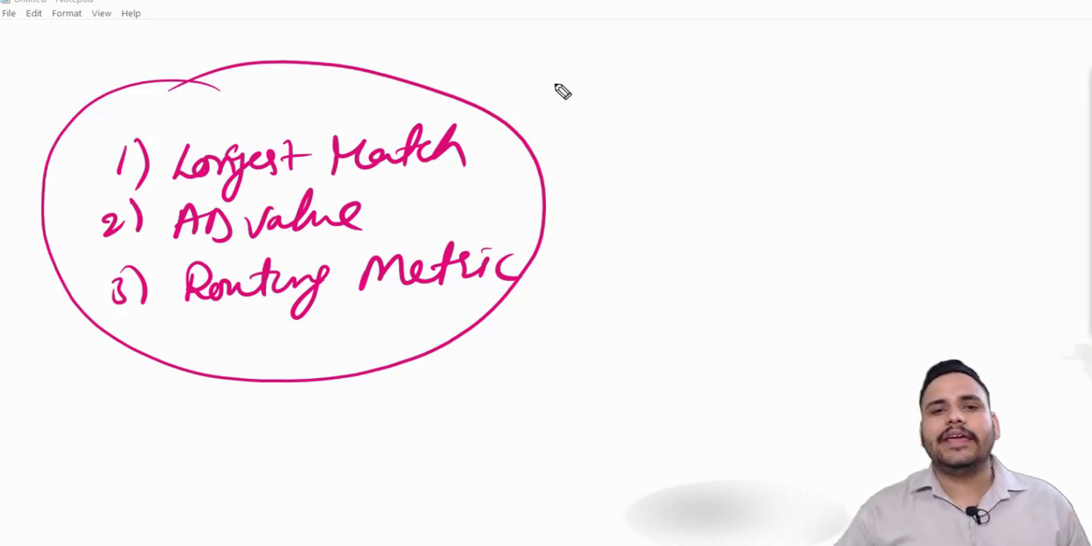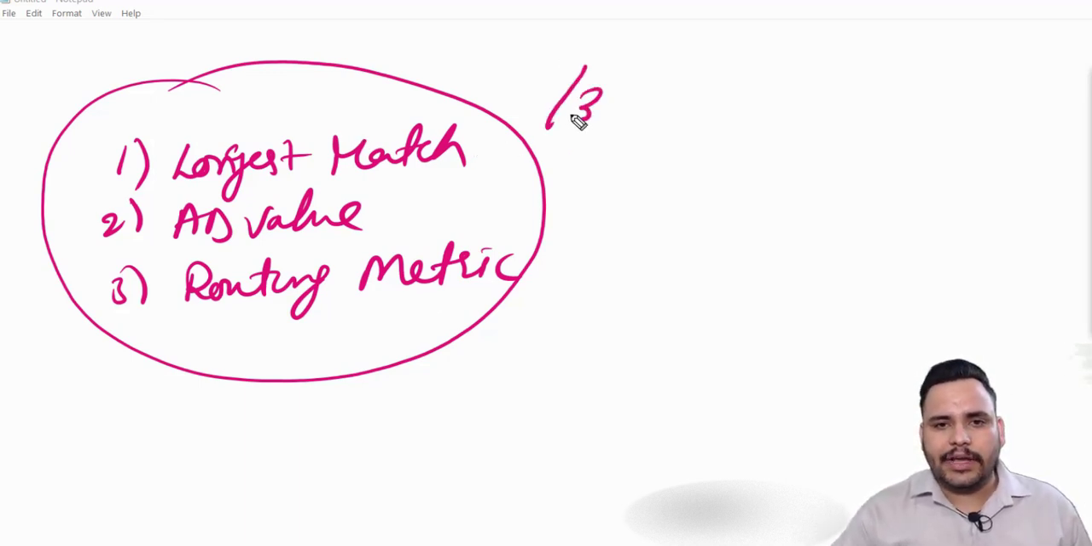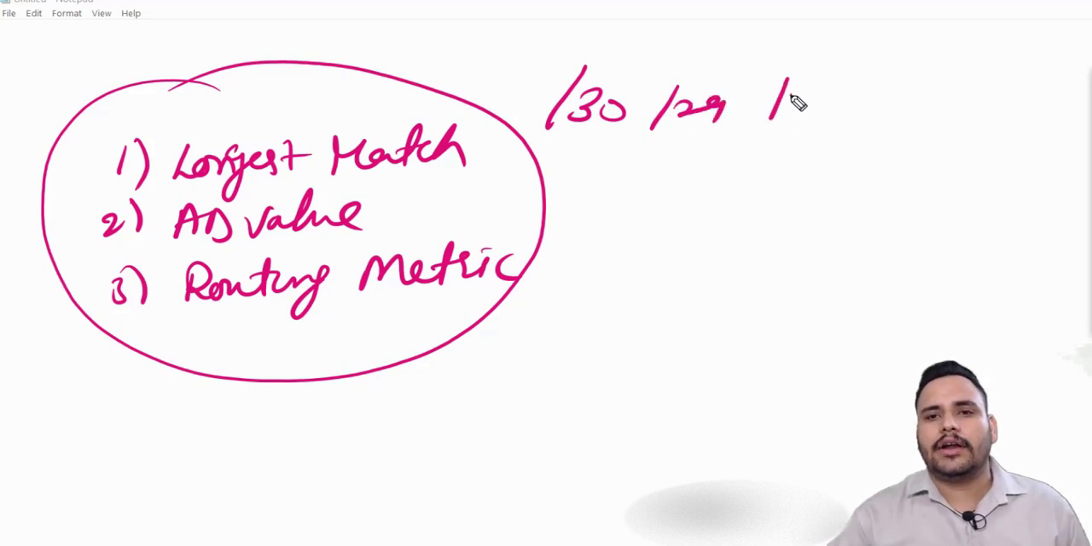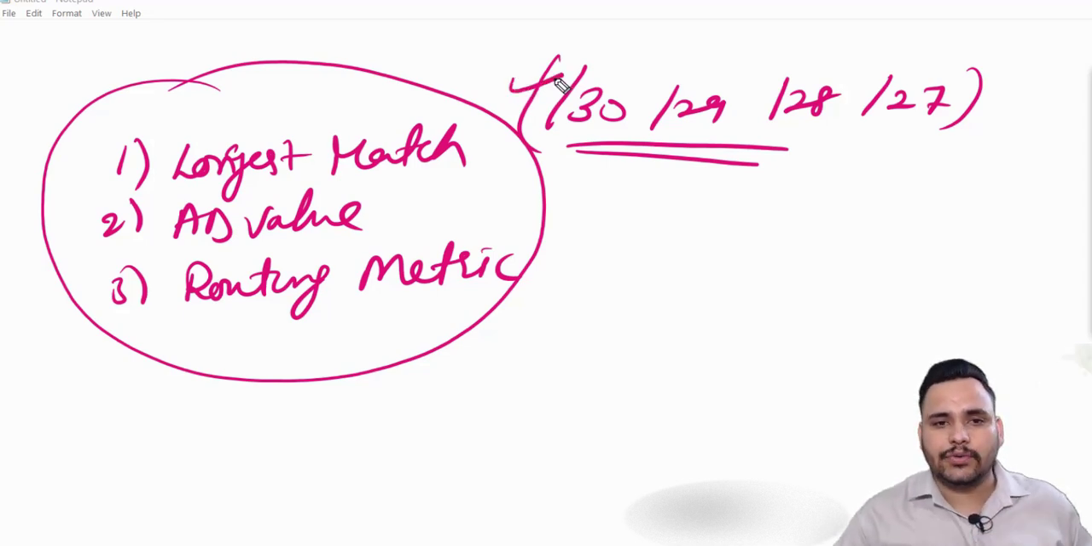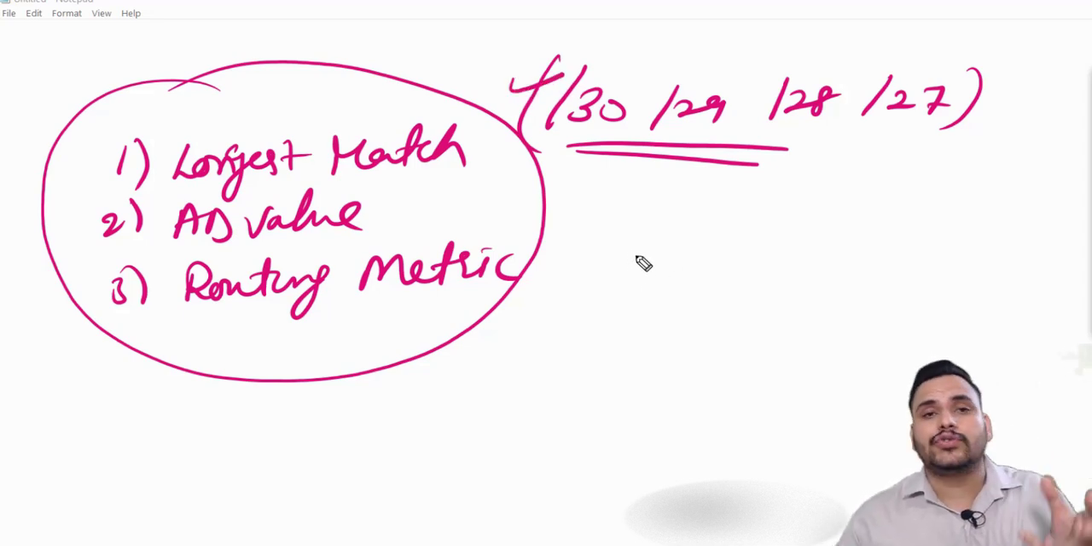Longest match is the slash value you are using in your routing table. You are using slash 30, 29, 27. It is all about the subnet mask that you have chosen. So the highest prefix length is chosen. For example, when a router wants to choose a route, it will check the highest prefix length.